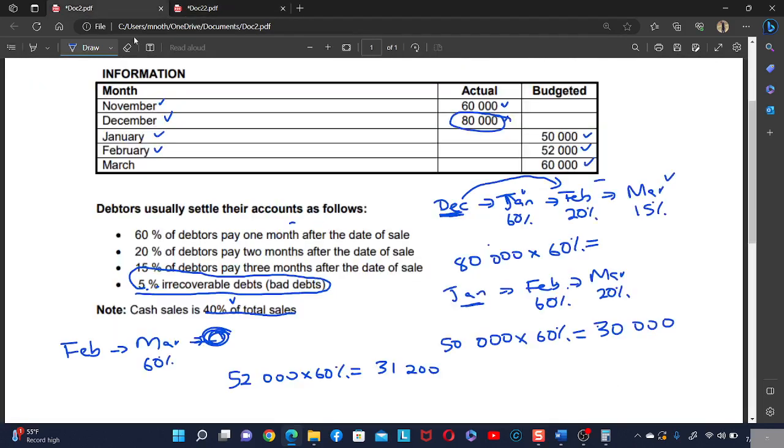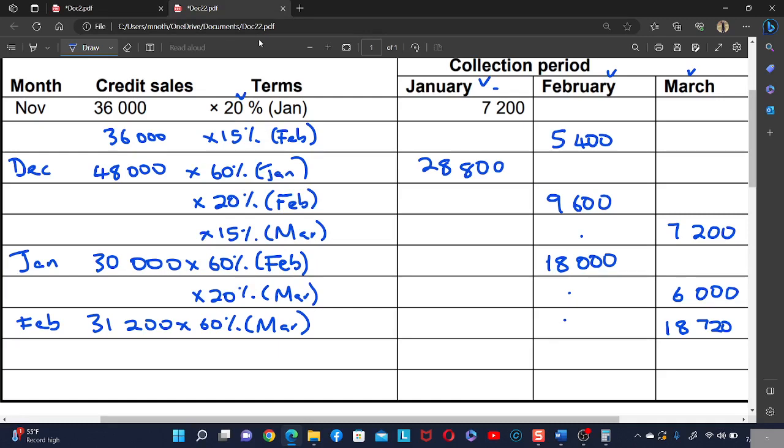Now, if you look at this, the ones for March are going to be paid from April. So we are not doing April. So therefore, there's no need to do it. Okay, let's do the calculations.